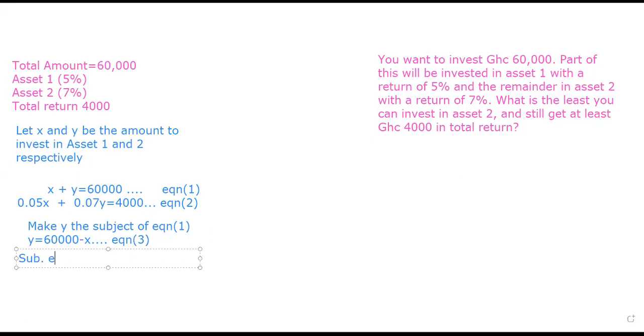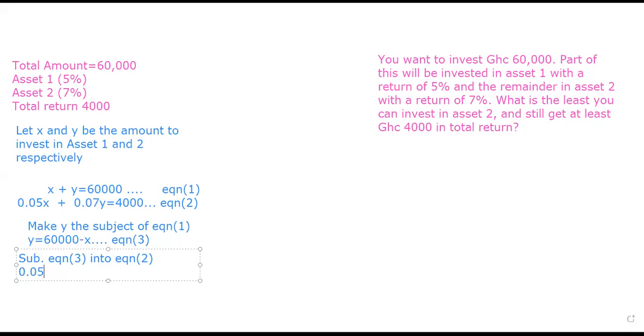Substitute equation three into equation two. So doing that, we'll get... So it means that wherever you see y in equation two, put 60,000 minus x there. That's what to substitute simply means.